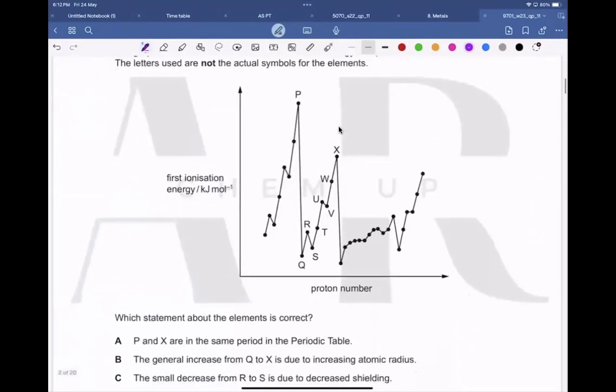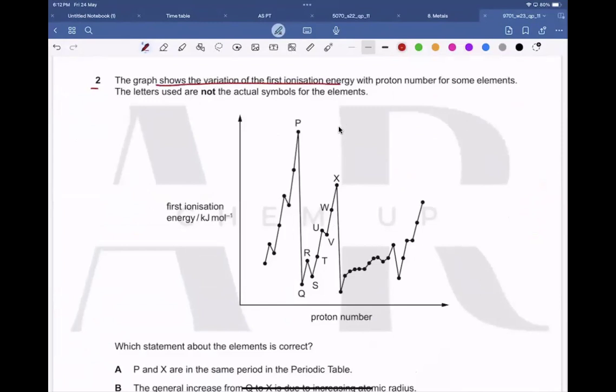Now, question number 2. The graph shows the variation of the first ionization energy with proton numbers for some elements. The letters used are not the actual symbols of the elements. Which statement about the elements is correct? So if you see, P and X are in the same period in the periodic table. No, this drop is actually showing a change in period. This bigger drop in energy is showing that there is a change in shell, so the change in period.